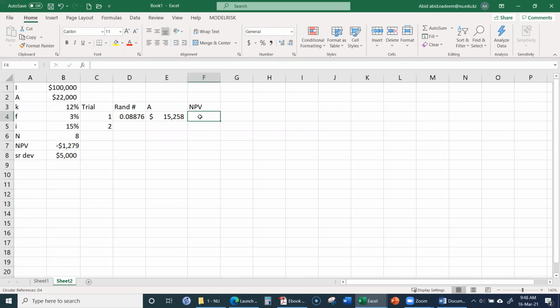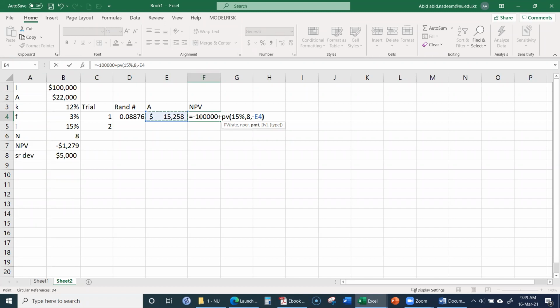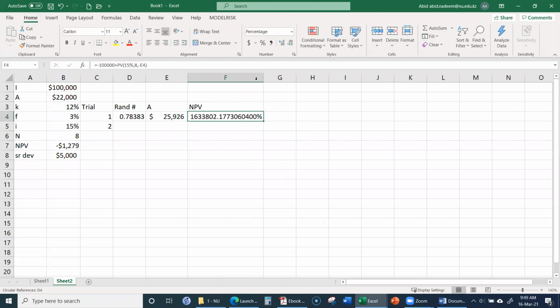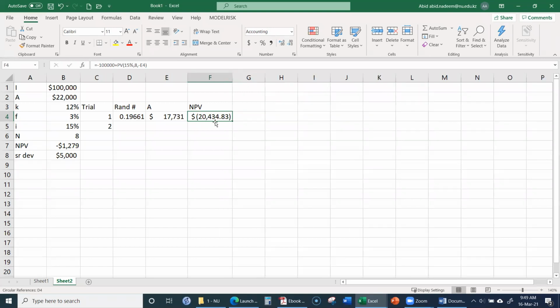And the net present value will be equal to minus 100,000 plus PV, and then the rate was 15%, and the number of periods was 8, and this value is given over here. Okay, so this will be the value. So at minus 20,434 in this case. So now I have generated these values.